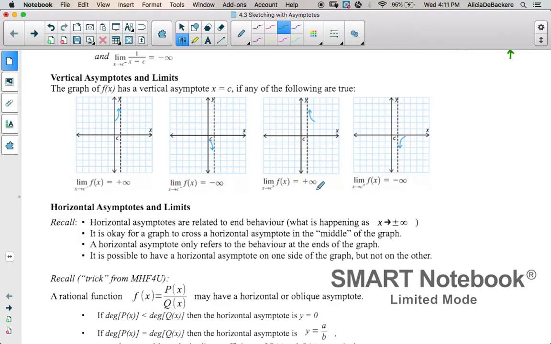And vice versa, if I approach from the right-hand side, so from the positive side of c, and I either approach positive infinity or negative infinity, then I have a vertical asymptote. And again, I don't care in this case what's happening on the left-hand side. Maybe it's also approaching negative infinity, or here maybe it's also approaching negative infinity. Maybe they're going the same way. Maybe the function doesn't exist over here at all. I don't really care. All I'm asking about here is there a vertical asymptote? And yes, there is, as long as it's infinity on one side.